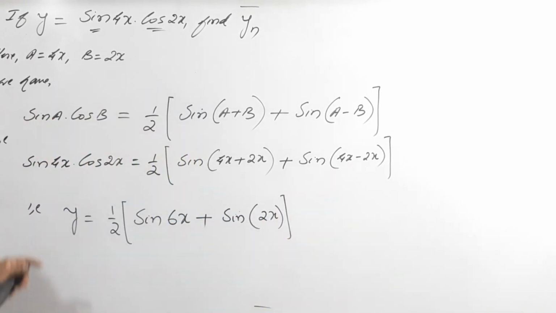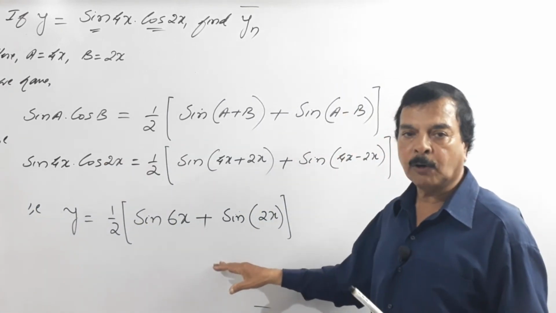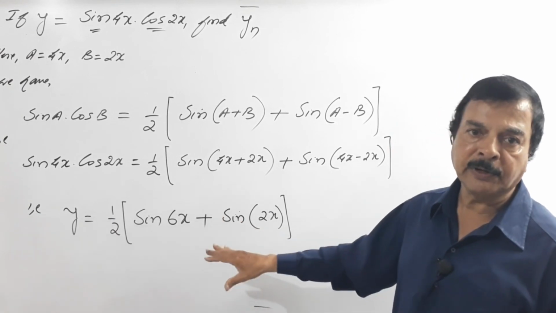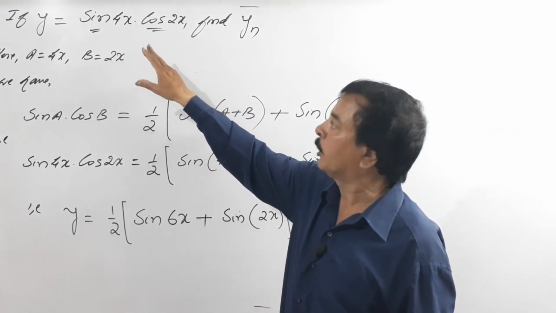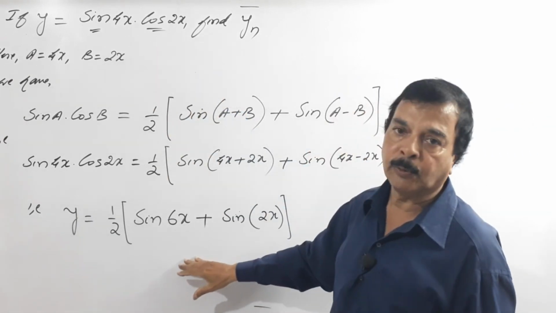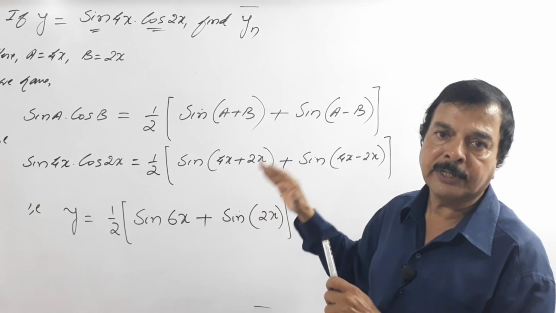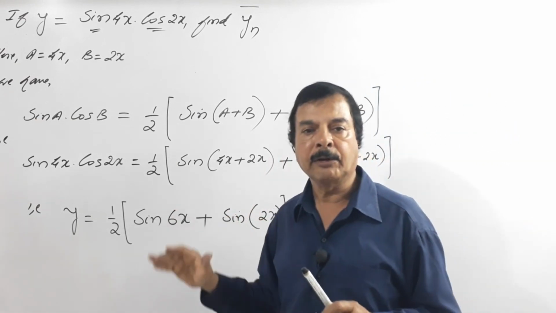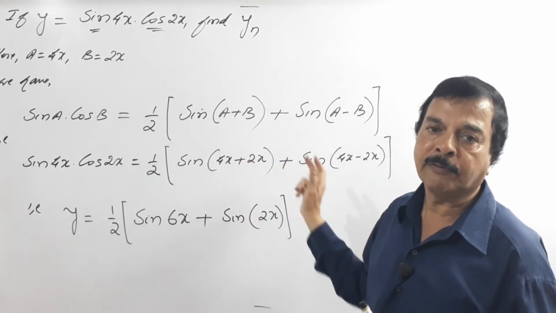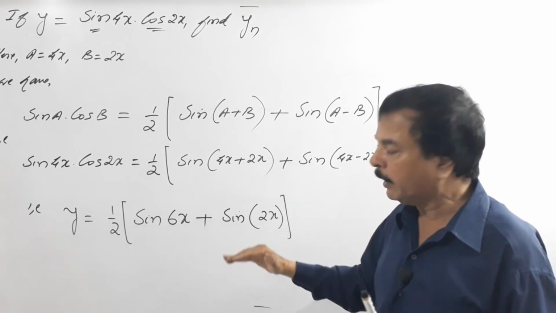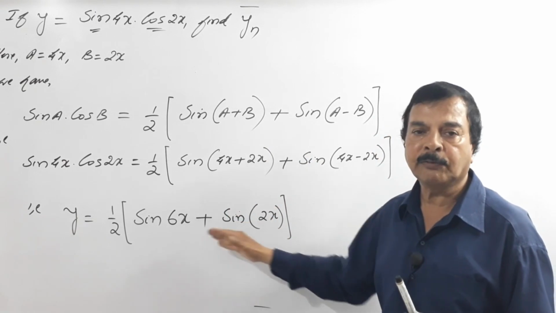So after reaching this stage, now it is possible to apply the nth rule, that is, it can be differentiated n times, because I have converted this trigonometric product into a sum rule. This is what it is all about: finding the nth derivative of trigonometric functions. Convert the products into sum or difference rule and, term by term, apply the formula and find the nth derivative. So now it is possible to find the nth derivative.